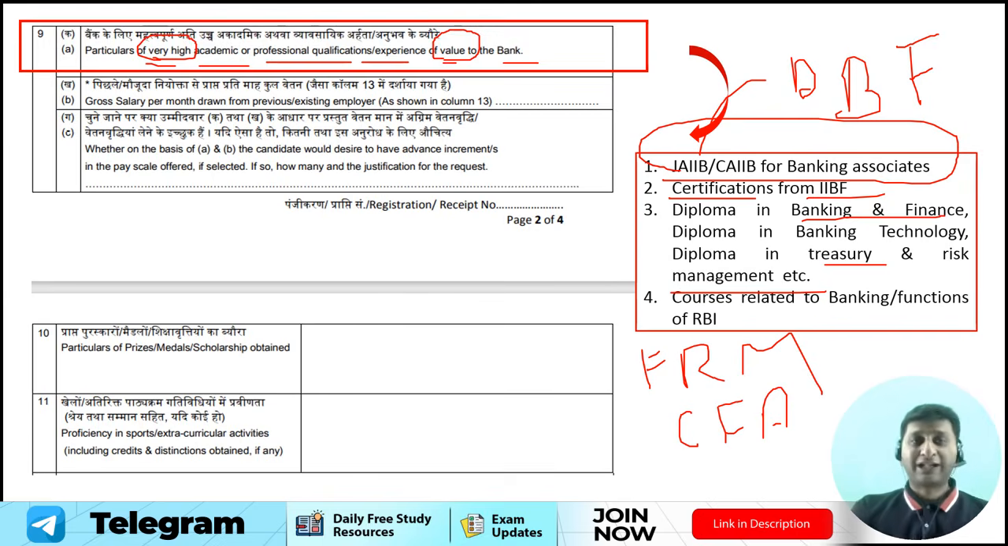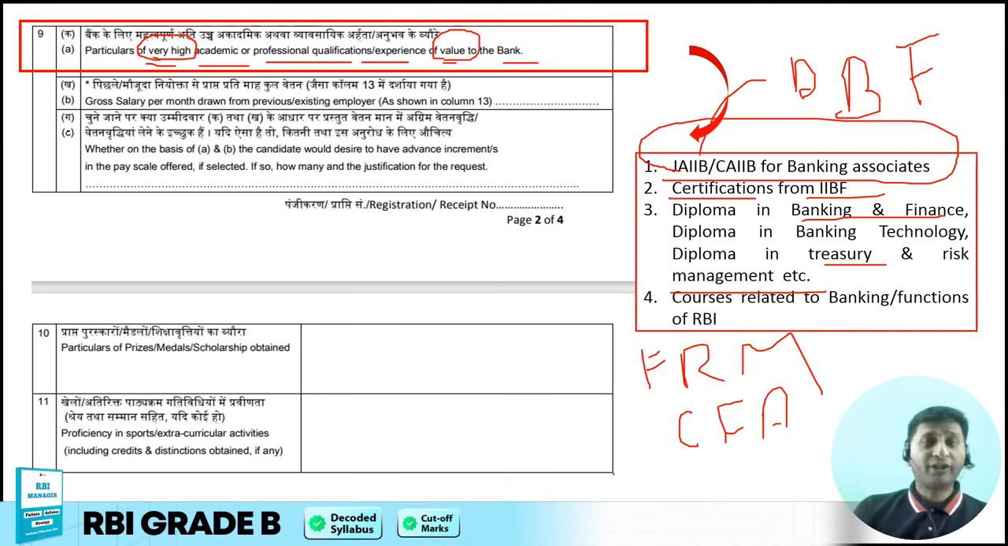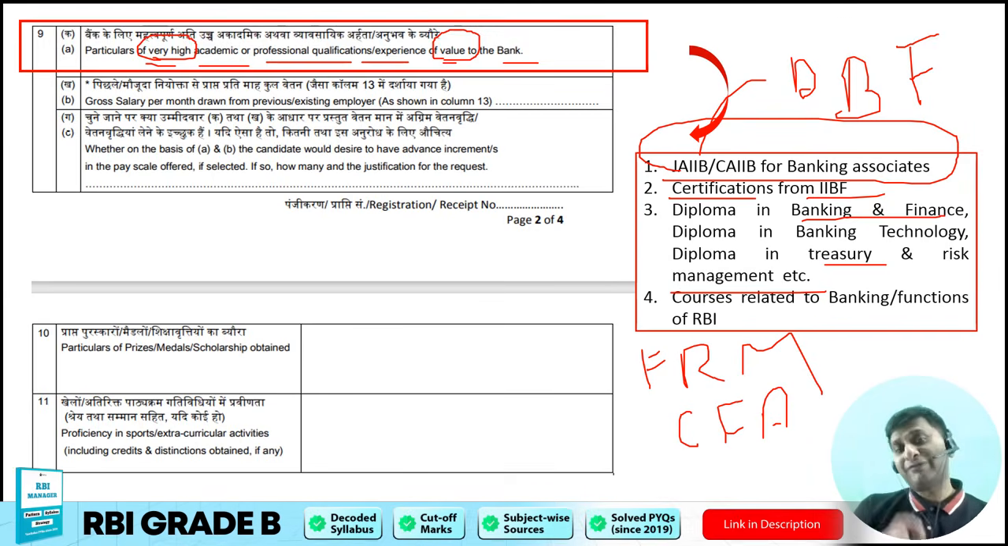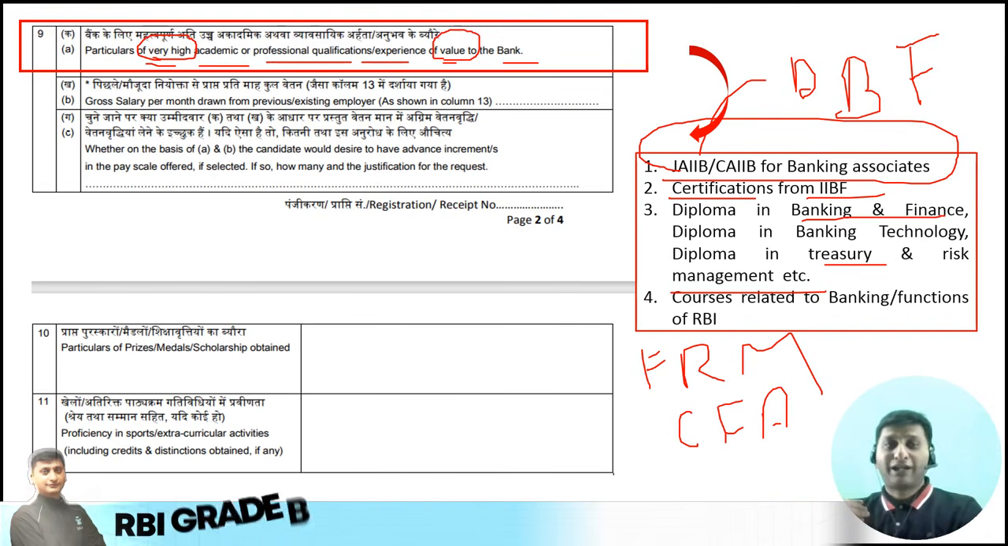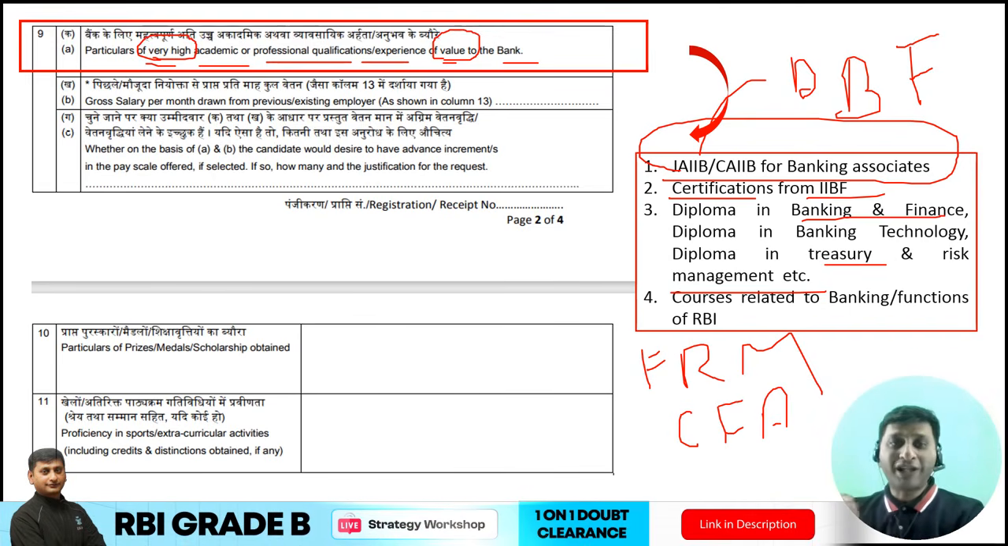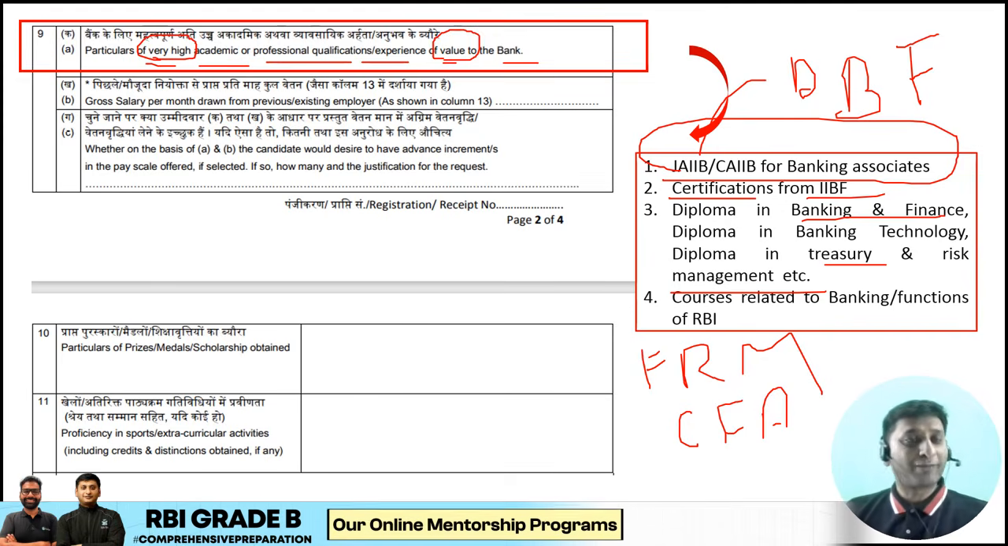So write it very selectively. Do not write anything just for the sake of it, because you would be required to justify it there. If you write something that I have this very high professional qualification or experience and this can be of value to the bank, so you would have to prove that why this is very high and how can it be of value to the bank.